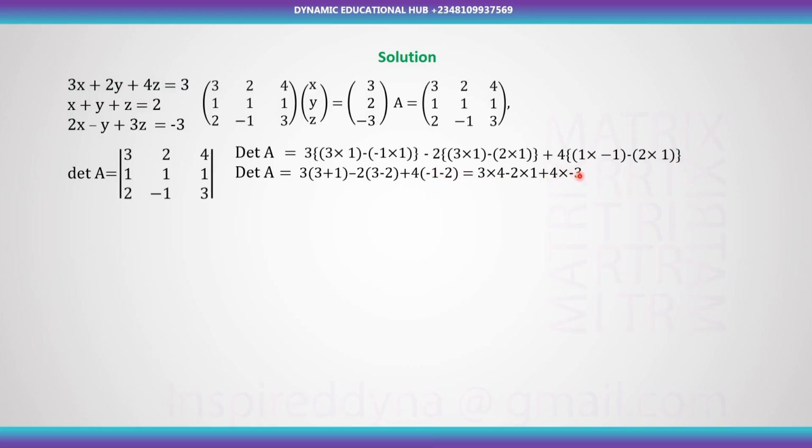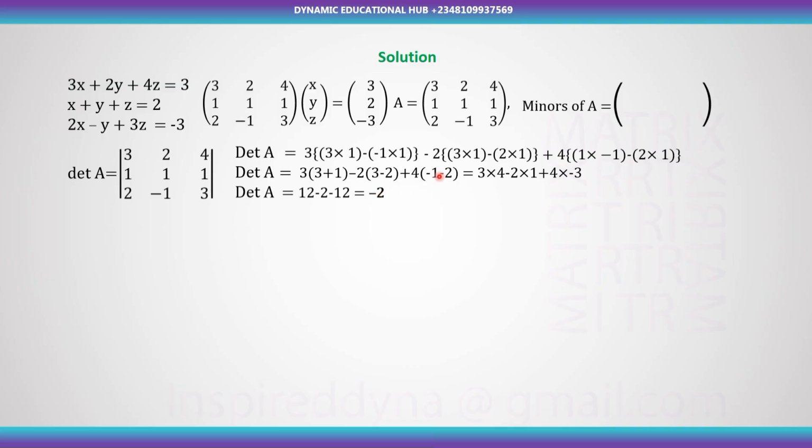4 multiplied by minus 3. Doing that, what is 3 multiplied by 4 here, that is 12. Don't forget BODMAS, you deal with multiplication first. 2 times 1, that is 2, and because of the minus at the back, we have minus 2. Then we have plus 4 times minus 3, that is minus 12. So finding the value of this, evaluating it, 12 minus 2, that is 10. 10 minus 12, that is minus 2. So we find the determinant of A.